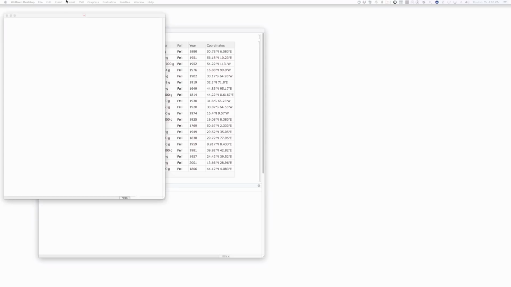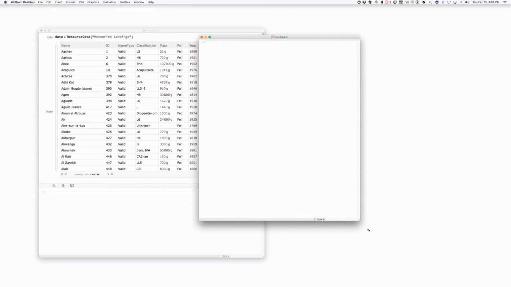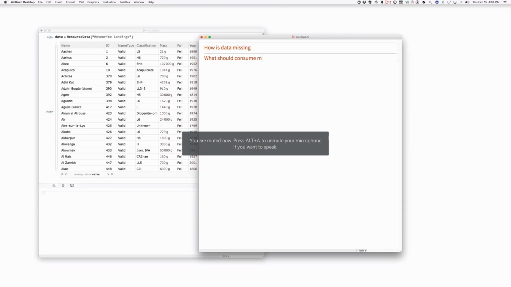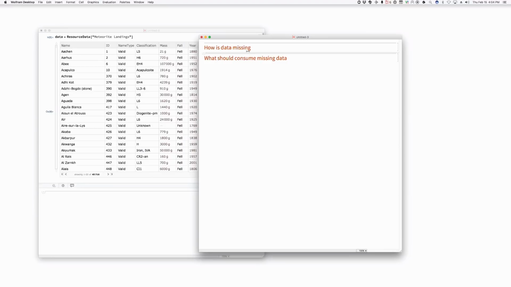Okay, so let's make a list of both how is data missing, and then what should consume missing data? For example, how is data missing? Well, an example would be it's actually missing, or it's simply not in a desired format, e.g. numerical. Am I making sense? Mm-hmm.